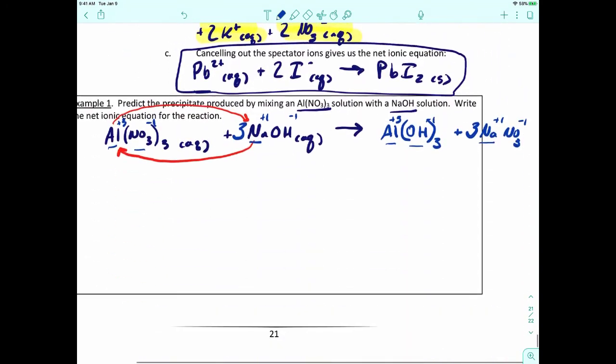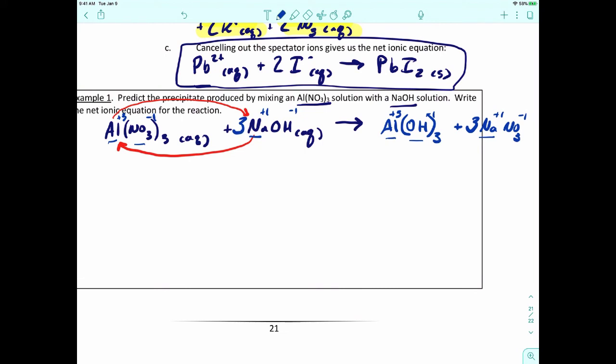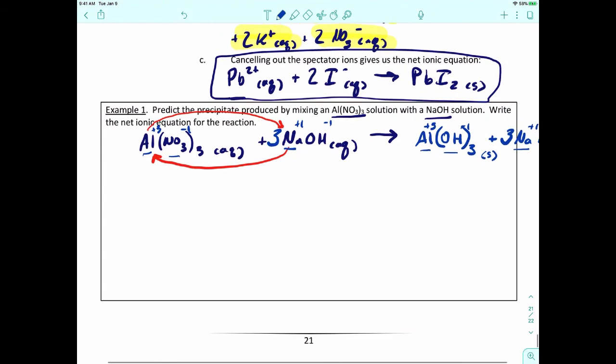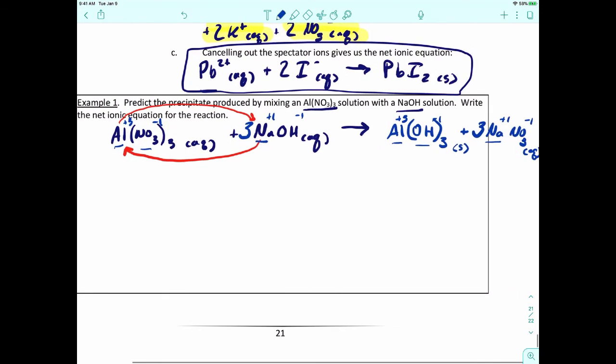So we know what the phases of our products are. All right, so let's go back to our problem. Now we know Al(OH)3 is a solid, and NaNO3 is aqueous. All right, so this is our molecular equation. We're good now. The next step is that we've got to rewrite this equation and assume that everything is in ions, everything dissociates except for your precipitate. So we need to write the full ionic equation. We're going to write everything as ions.